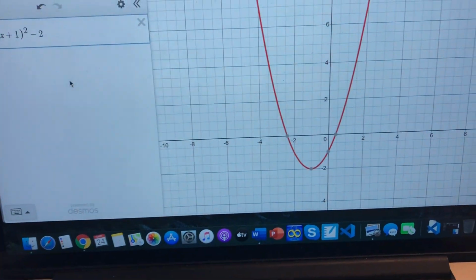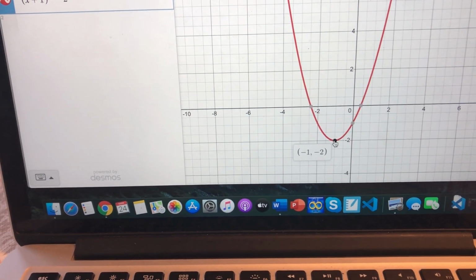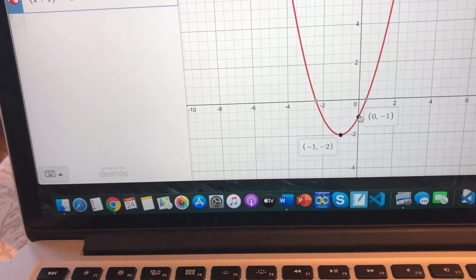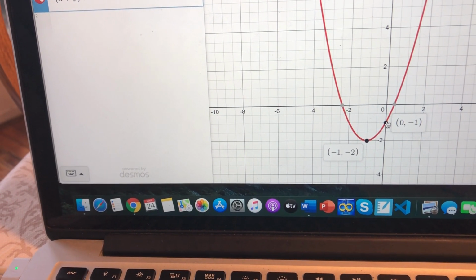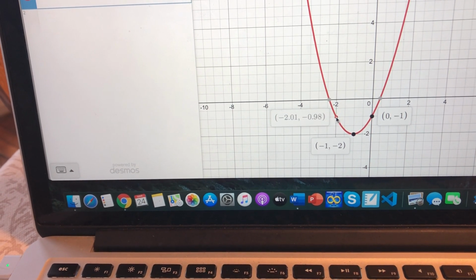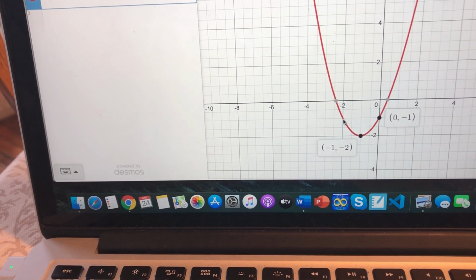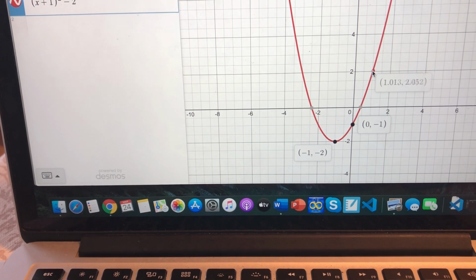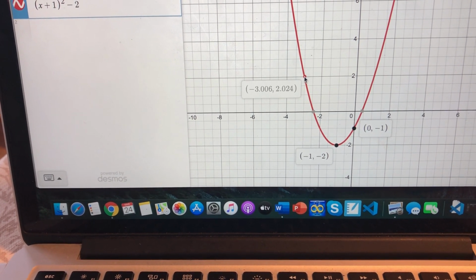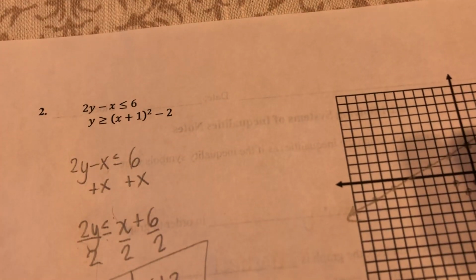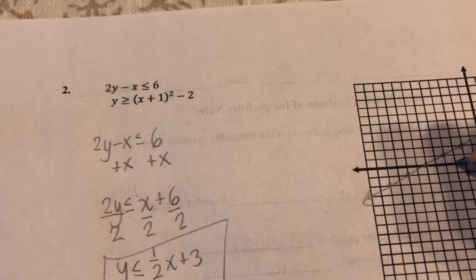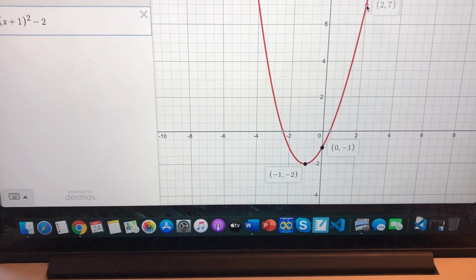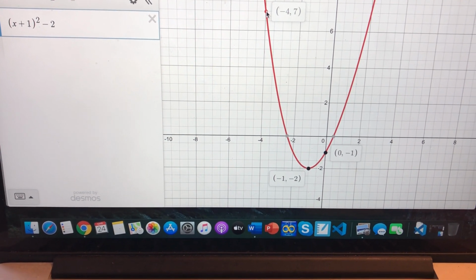I already have it here on Desmos, so I'm just going to copy some points. The vertex is at (-1, -2). I have a y-intercept at (0, -1). And then it looks like on the other side it's symmetric and it matches with (-2, -1). Remember, you want your graphs to be as accurate as possible, so I am graphing accurately right now. I also have (1, 2) and (-3, 2). Let me just get like 2 more points. So it looks like maybe here, (2, 7) and (-4, 7).